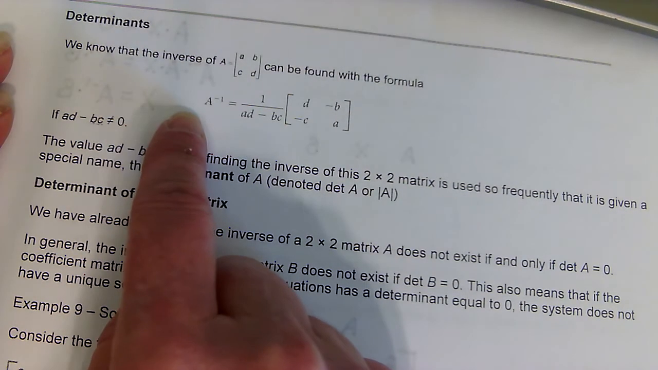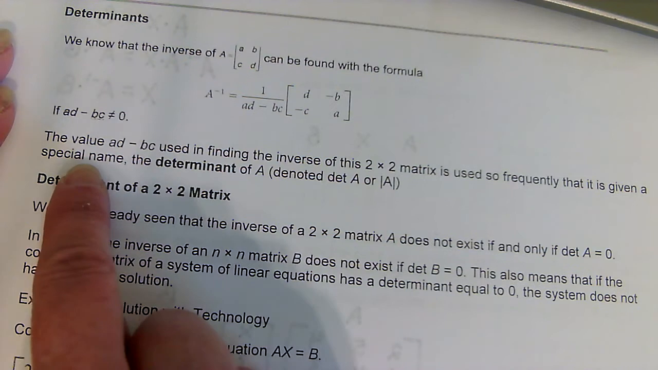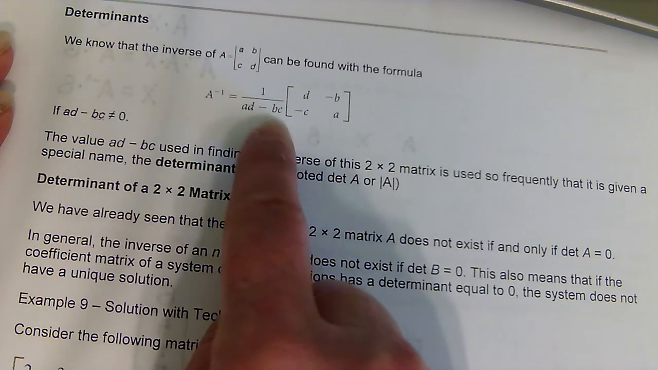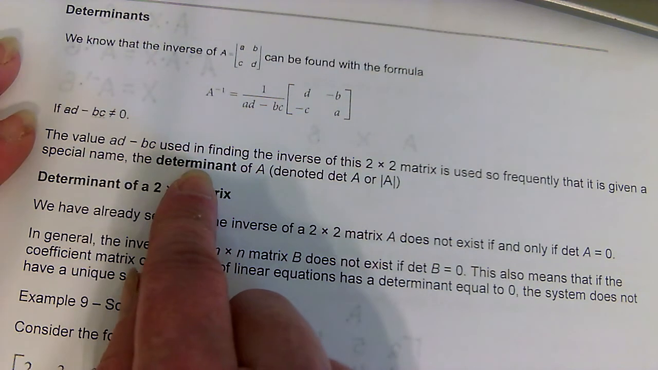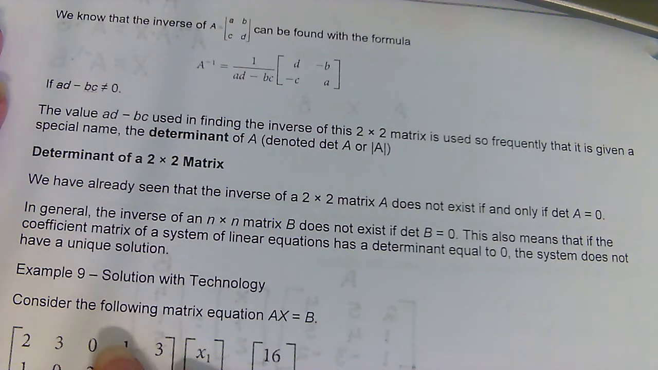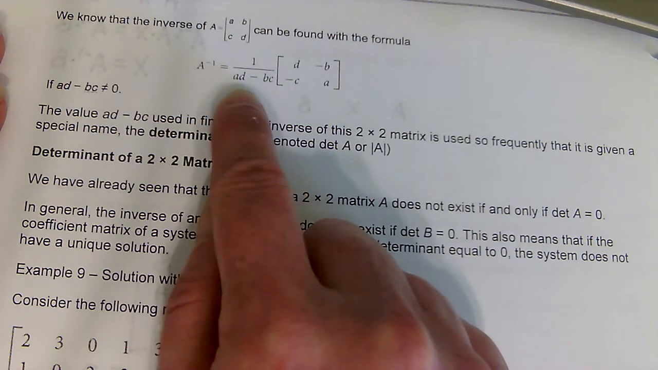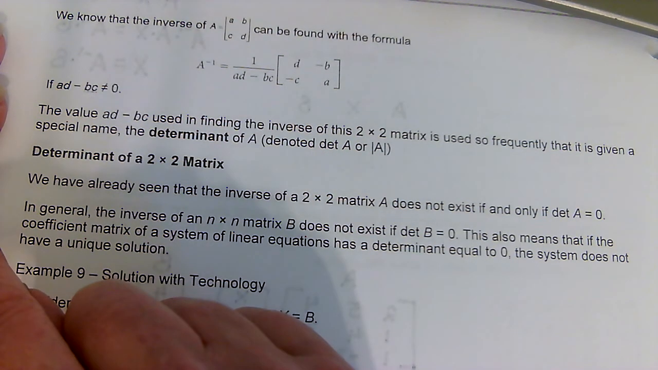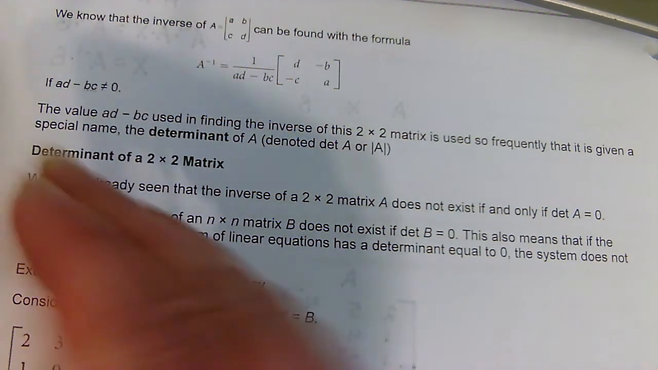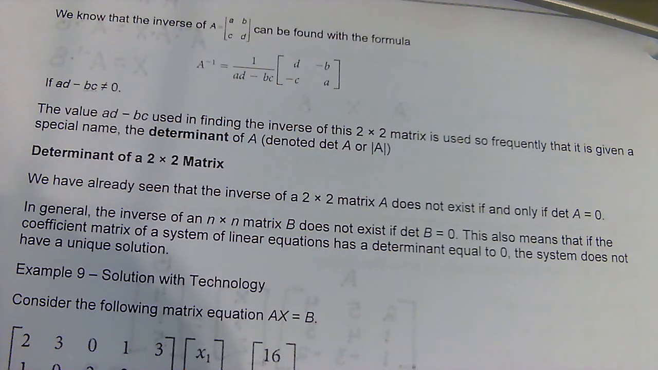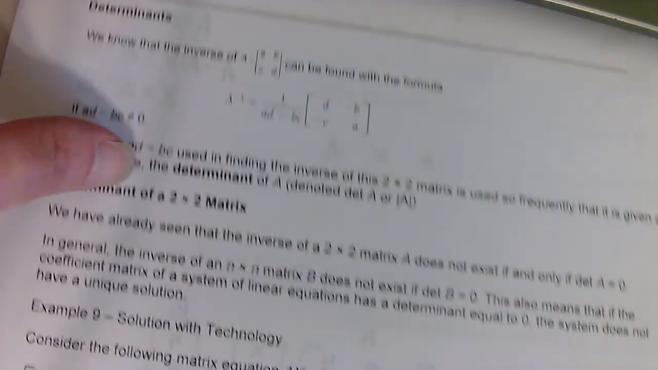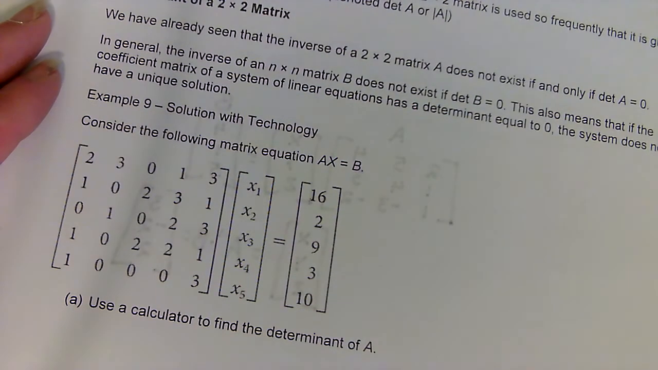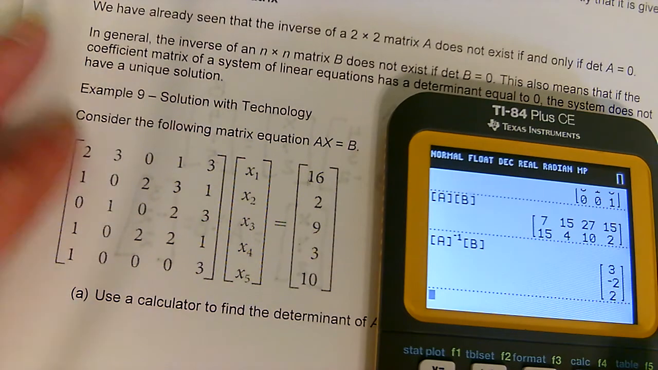The determinant of a matrix is AD minus BC. And it's used so frequently, it does have the name determinant, DET, and the calculator actually has that as well. So if this gave me a 0, then I would not be able to find an inverse because I'd have 1 over 0. That would also mean that the system would not work either. So I'll show you how to find the determinant with the calculator.